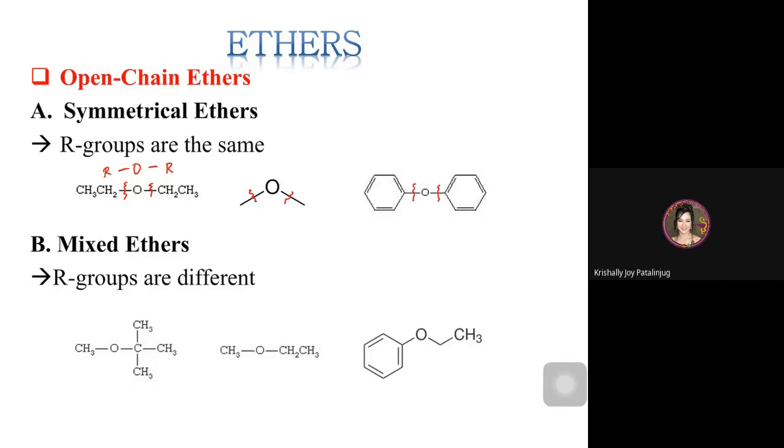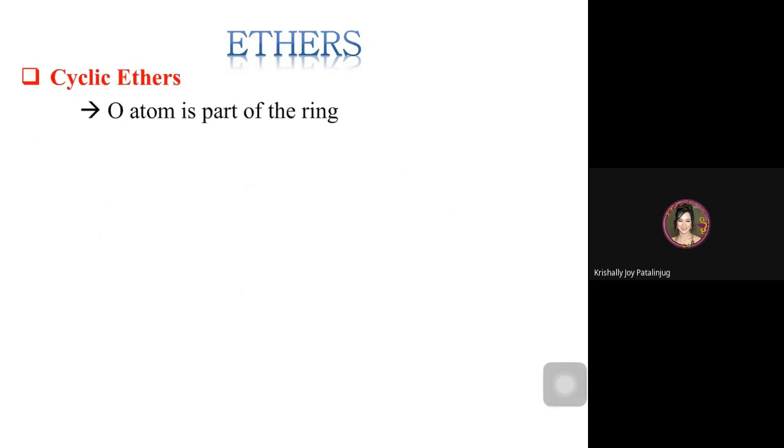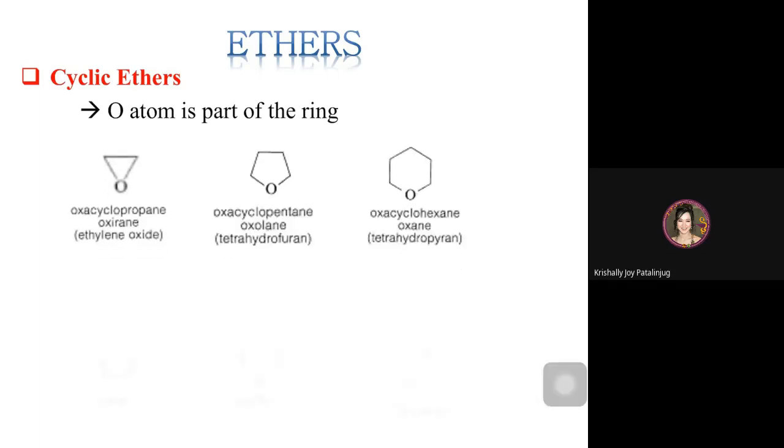Then, for cyclic ethers, yung oxygen is part of the ring. Part of the ring. So, say, for example, ayan. So, you can just read all this. These are all examples of cyclic ether. But in naming, we will focus more on the open chain ethers. Naming open chain ethers or aliphatic ethers.